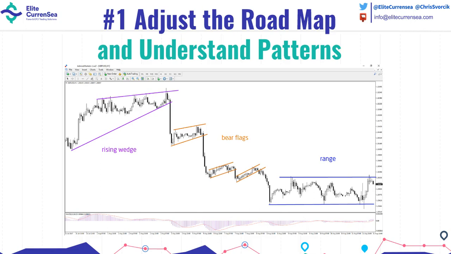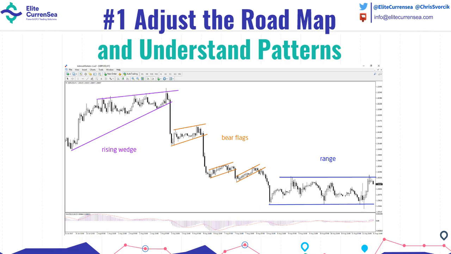Patterns are a very powerful and important concept in trading the markets, specifically the Forex market, but others as well. And here you can see a couple of those examples. Bear flags, wedges, ranges. If you're able to see and recognize them, you'll be able to understand the most likely path of least resistance for price. What does that mean? Which direction is price likely to go?